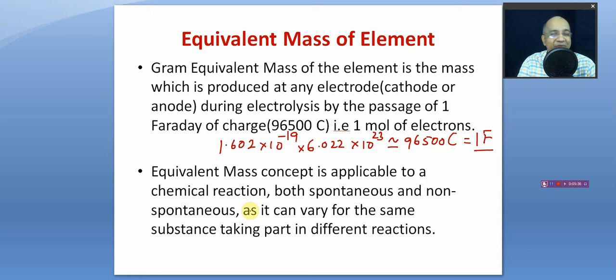So it's not fixed. The atomic mass of an element is fixed. The molecular mass of a compound is fixed. The ionic mass of an ion is fixed. But their equivalent masses might differ. Let's see on what factor this depends, the variation of equivalent mass.